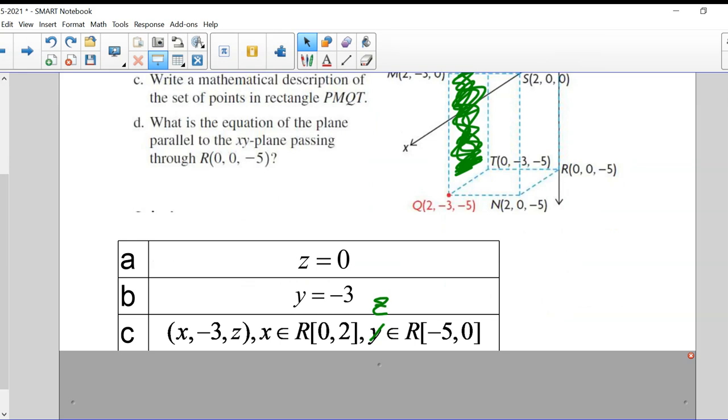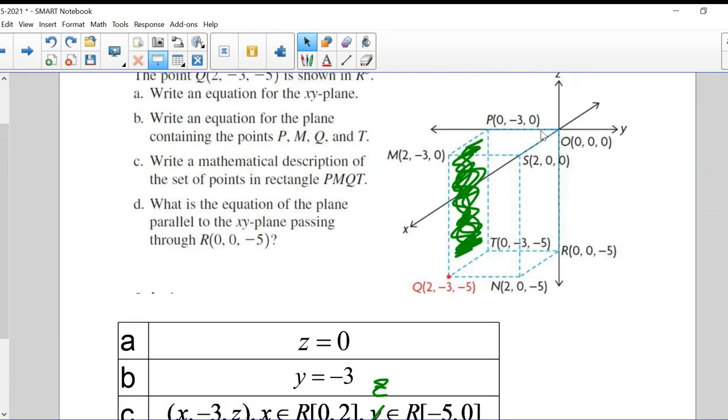Sorry about that. That's meant to be z. My z values now, right? So I'm trying to figure out all of the possible z values. Start at 0 and go all the way down to -5. So those are my possible z values, right? So all the way down to -5.